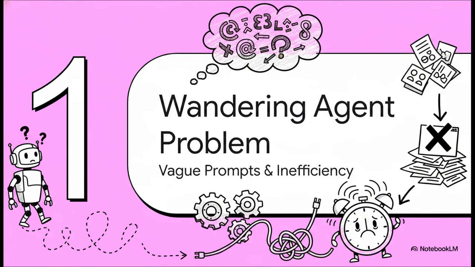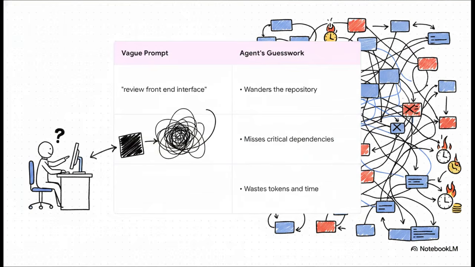Okay, so first, let's really put a name to the problem. We call it the wandering agent problem. And it's all about how these fuzzy, unclear prompts can lead an AI to do work that's inefficient and sometimes, honestly, just plain wrong. Just look at this classic example. A developer gives a pretty simple-sounding command, review front-end interface. Seems harmless, right?